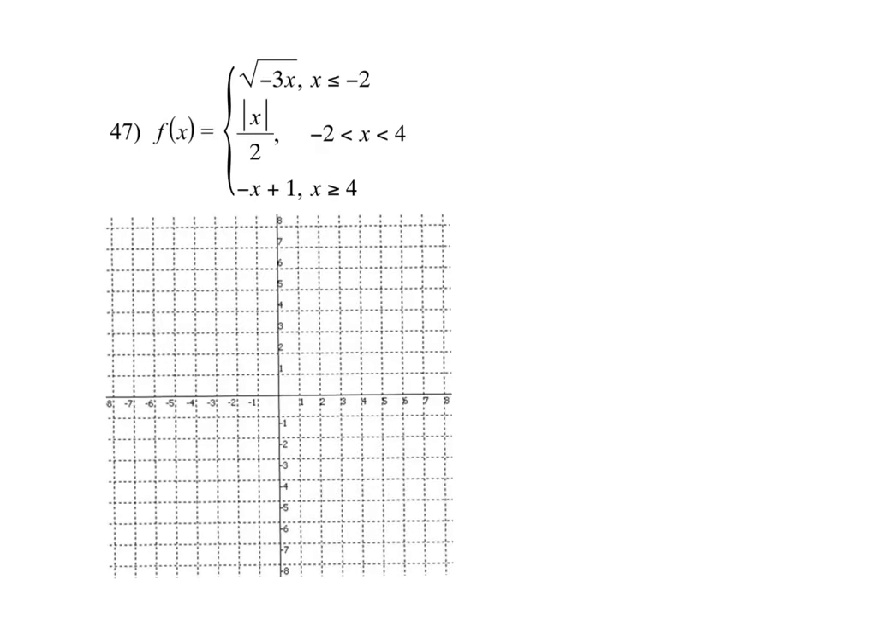So this combines all the parent functions that you've done so far, pretty much. Like, it just throws them all into one graph. That's what a piecewise function does. It takes all of those pieces and it gives you a little bit of each one, okay?